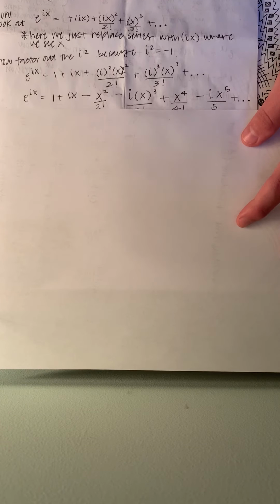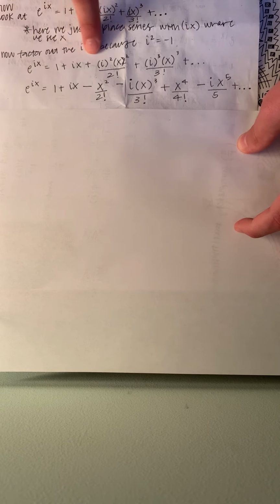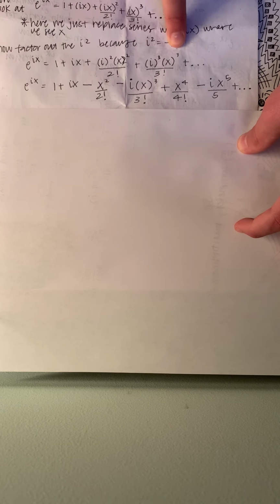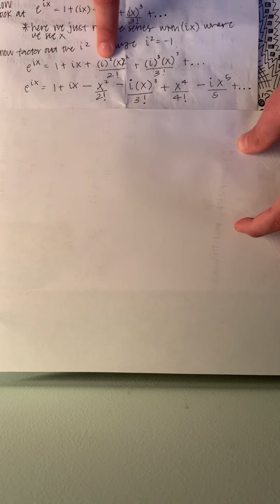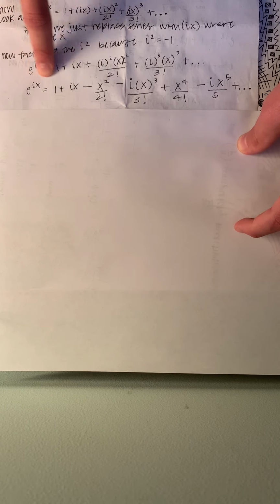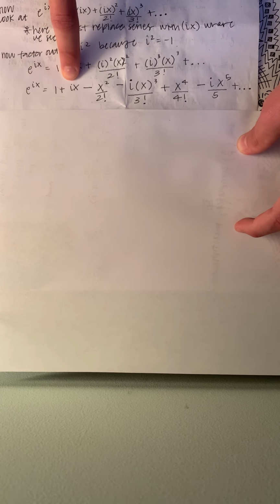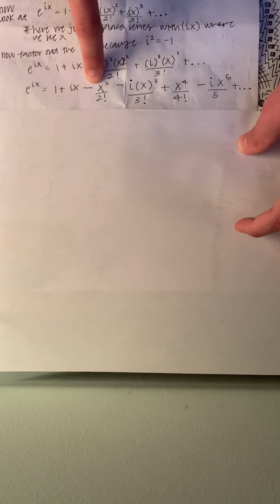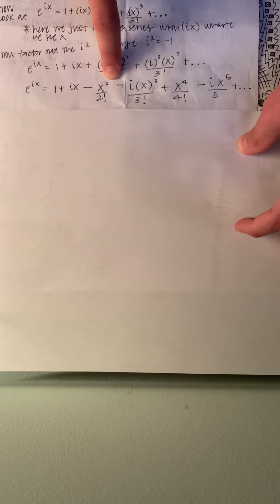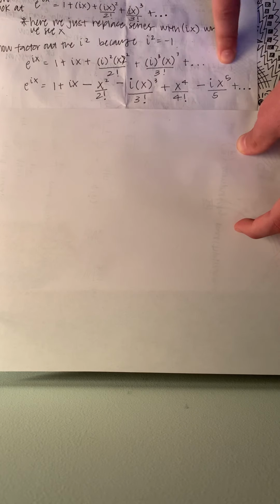So our sum looks something like this. And once we factor out all of our i squared term by term, we can see that we get something like this. So 1 plus ix minus x squared over 2 minus all the rest of the stuff.